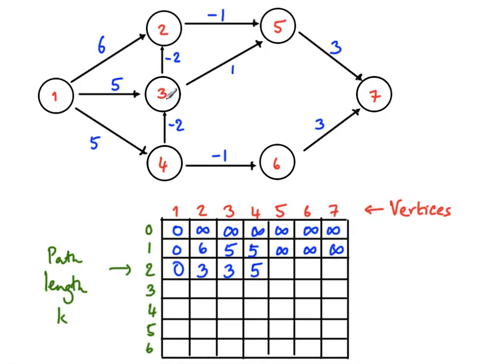If it is 3, then it's 6, 5 plus 1 is 6. So the smaller one is 6 minus 1. So this is also 5. Similarly for 6, the minimum cost is now the cost of coming to 4, which was 5 minus 1. So this is 4. And 7 is still not reachable by a path of length 2. So this remains infinity. So we continue in this way.